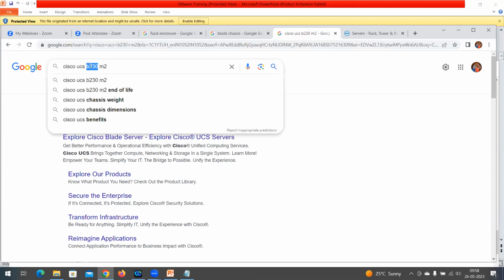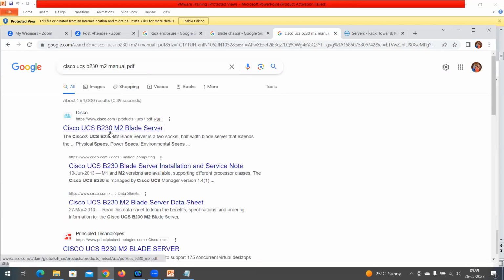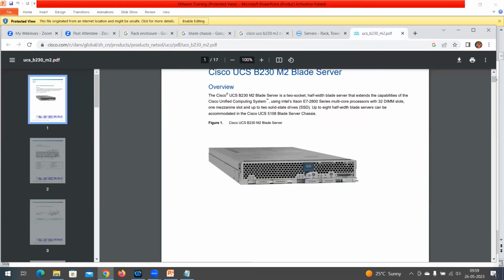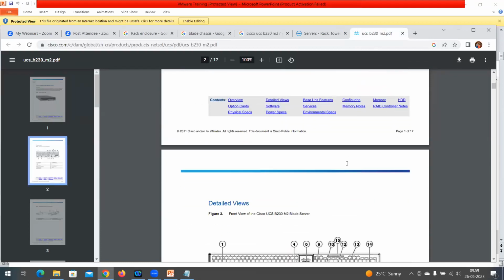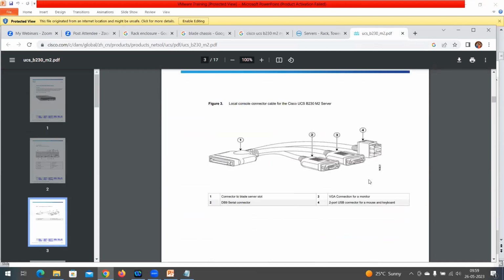If you have the server model, you can also get the manual. In that manual, clear information is available on how the motherboard and the connections are laid out inside the server. For example, if I open this blade server PDF file, this is how a typical blade server looks. Inside, which panels are available, which controllers are available, everything is in the manual. You need not read all of that.